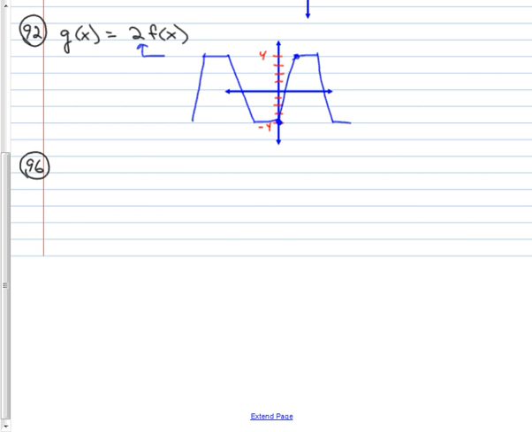Let f of x be x squared plus x minus 2, and g of x, 3x plus 1. Find each of the following. Part A, f plus g of 2.